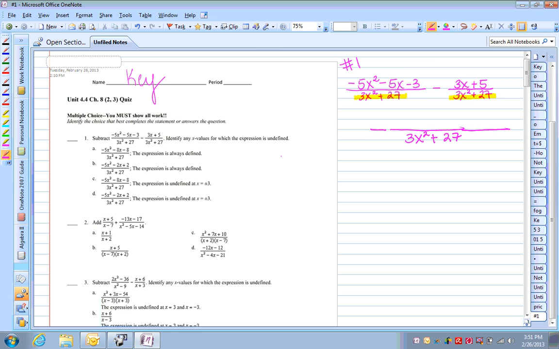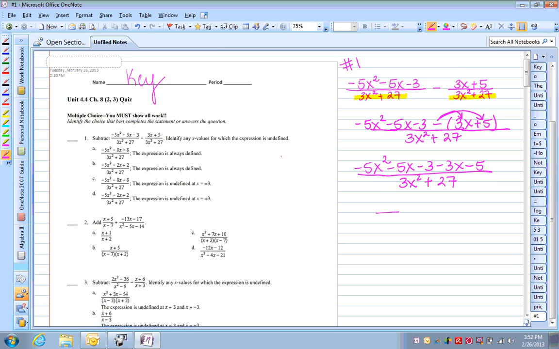And then across the top, the first top, or numerator, was negative 5x squared minus 5x minus 3. And we're subtracting from it 3x plus 5. I need to distribute the negative, so it ends up being negative 5x squared minus 5x minus 3 minus 3x minus 5 all over 3x squared plus 27.